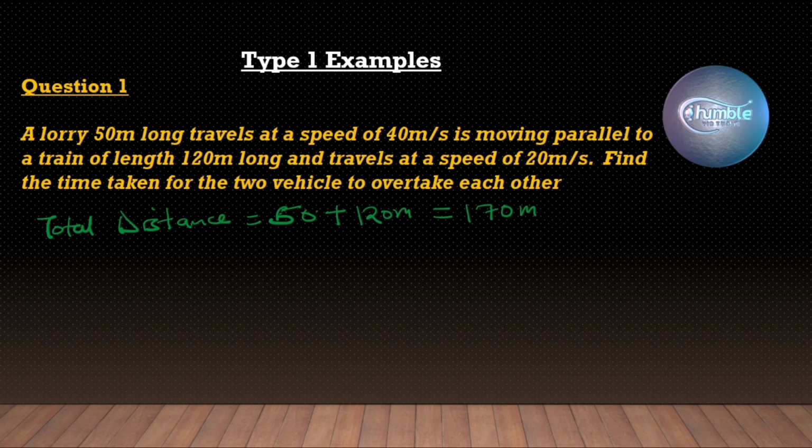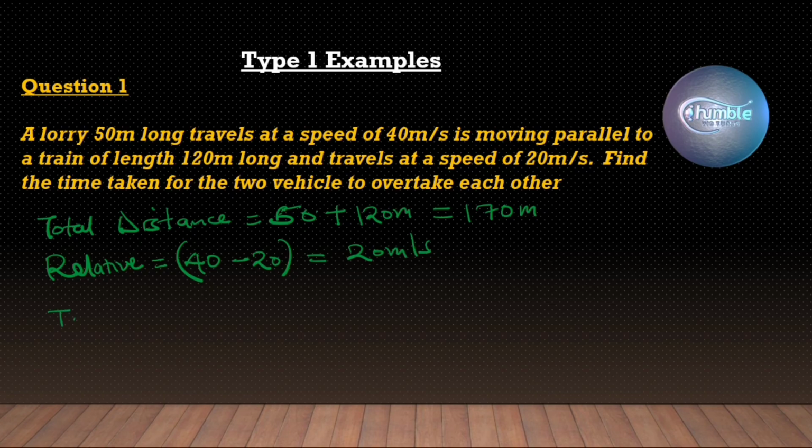Now, the lorry was moving at 40 meters per second and the train is moving at 20 meters per second. So which of the two vehicles is moving faster and by how much? That is when you compare the two speeds to get the relative speed. So relative speed is going to be the difference between the two speeds. You take the bigger speed 40, subtract the smaller one 20, and this gives you what? 20 meters per second. So now we are being told to find the time taken for the two vehicles to overtake each other.